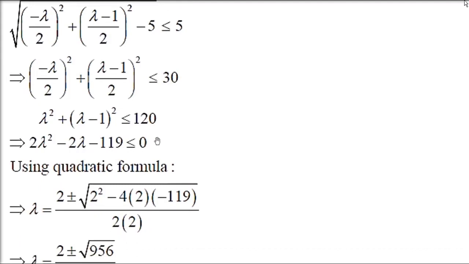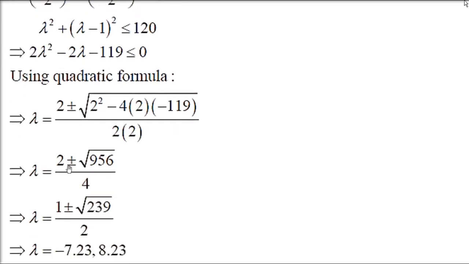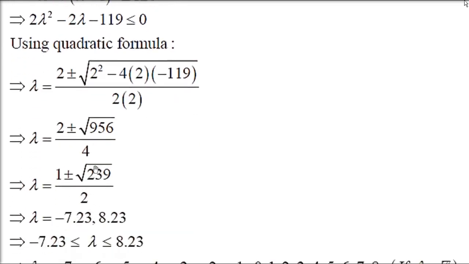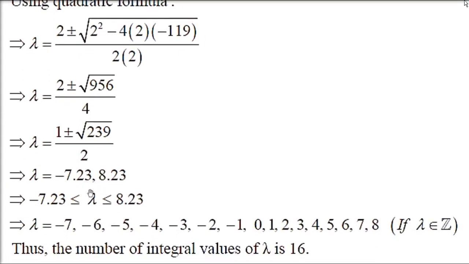This already we have discussed. Question number 6, VSAQ. Lambda square minus 2 lambda minus 119. A is 1 here, B is minus 2, C is minus 119. Minus B plus or minus under root B square minus 4AC, by 2A, Sridharacharya formula. When you take plus, it will be 8.23. When you take negative, it will be minus 7.23. Now you see lambda is in between these two, minus 7.23 and 8.23.